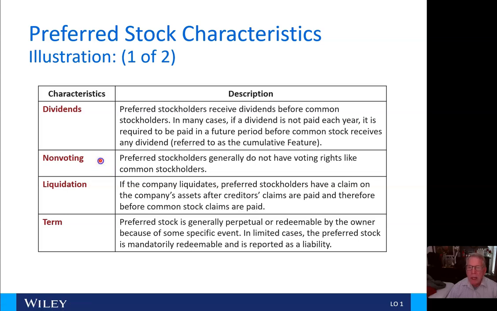Now, generally speaking, preferred stockholders don't have any voting rights. But if the company liquidates, basically meaning they go bankrupt, preferred stockholders have a claim on the company's assets after the creditors' claims are paid, and therefore before common stockholders are paid. The term is generally perpetual or redeemable by the owner because of a specific event. In limited cases, the preferred stock is mandatorily redeemable and reported as a liability.